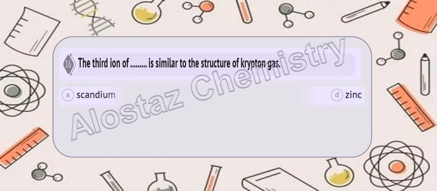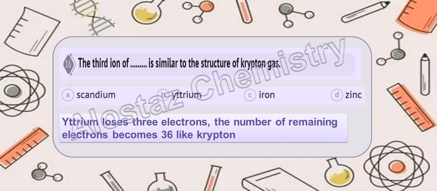Okay, we have here scandium, yttrium, iron, and zinc. We have the third ion, which means that it loses 3 electrons, and it will be similar to krypton gas, as it is an inactive element. If we concentrate, we will find that yttrium loses 3 electrons, and the number of remaining electrons becomes 36, and it will be similar to the nearest inert gas. What is it? Krypton.